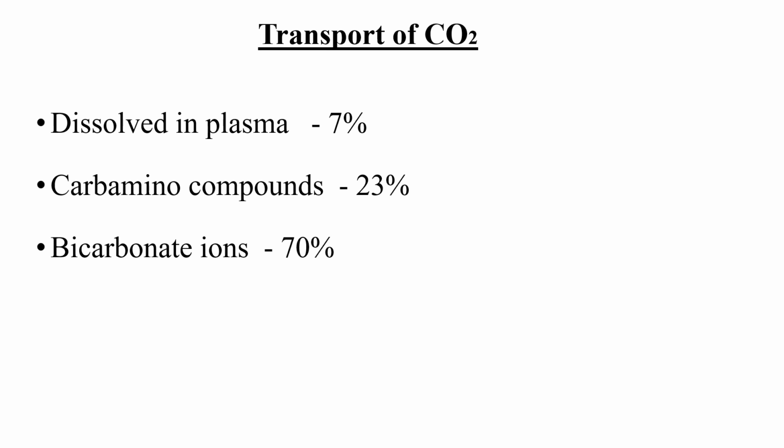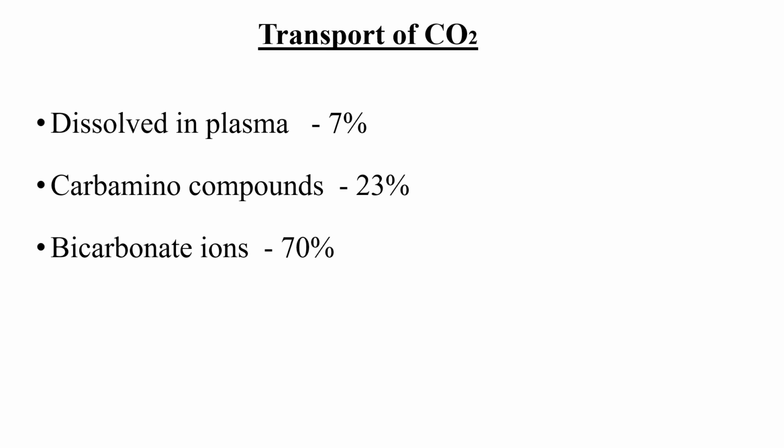Bicarbonate ions are responsible for transporting the maximum amount of carbon dioxide, around 70%, in blood plasma. As the carbon dioxide diffuses into the systemic capillaries, it enters the RBC, where it reacts with water in the presence of the enzyme carbonic anhydrase to form carbonic acid, which dissociates into H plus and HCO3 minus. So that is about the mechanisms of respiration.